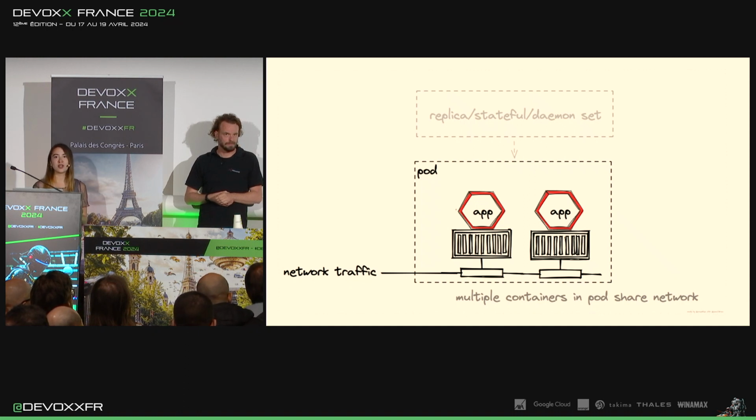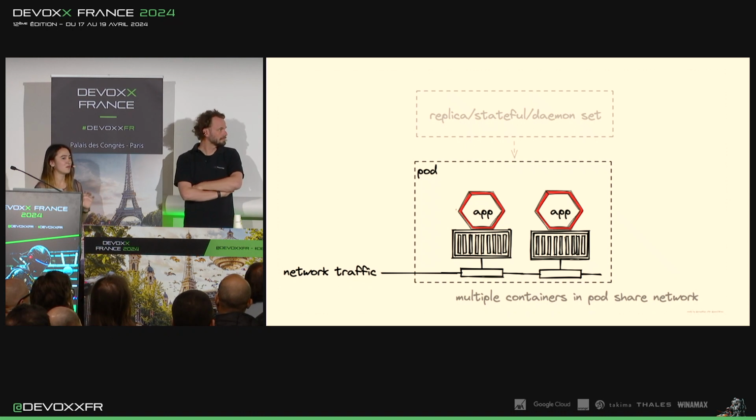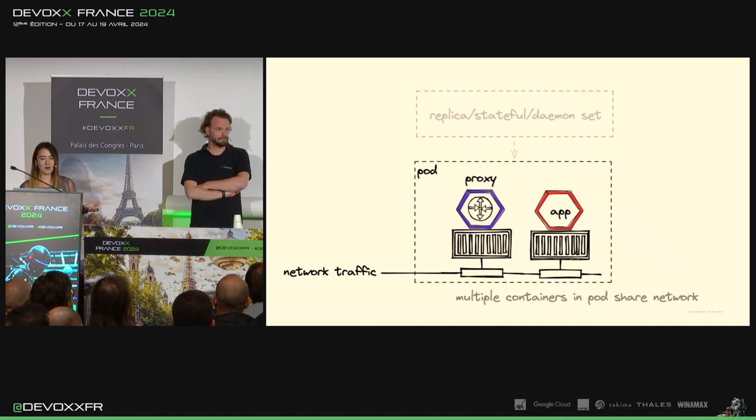So they share the same network address, and the traffic that one container can see, the other one can see as well. Therefore, it doesn't make much sense to run two completely different applications inside your pod. What would make more sense is to have some sort of proxy that can listen on the network traffic. It can see everything that is happening without having any effect on what is happening with the app, and then it can collect data based on this.